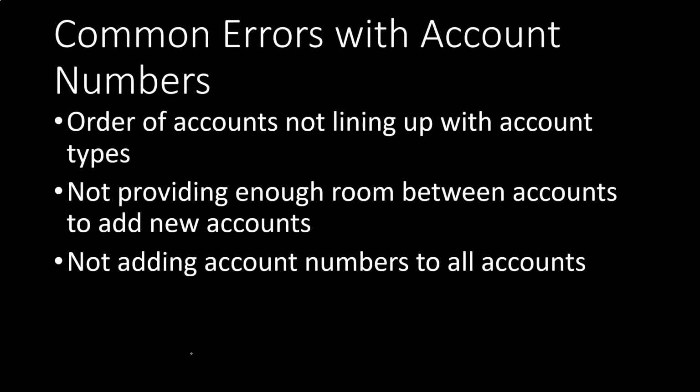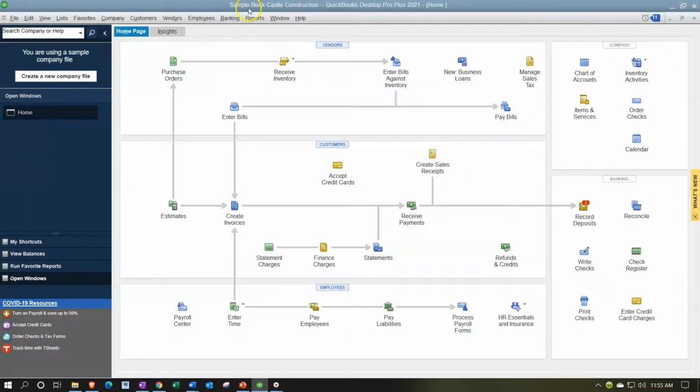Not adding account numbers to all accounts. So it's quite possible that some people turn on account numbers for a little while and then turn off account numbers, and then we have some accounts that have account numbers and some that don't. And that could just result in basically a mess of accounts at a future point in time. And then if we want to use account numbers, we would have to think about how do I clean up this chart of accounts to add the proper account numbers to them, and we may think about that in a future presentation.